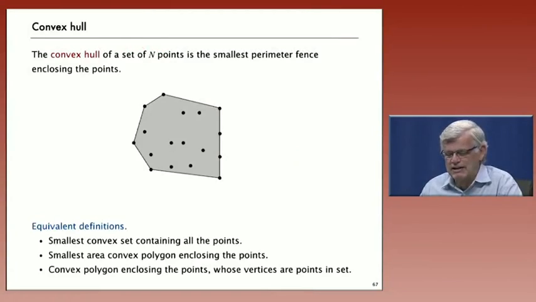There's a lot of equivalent definitions of this, some of them very mathematical that extend to higher dimensions. It's the smallest convex set that contains all the points, the smallest area convex polygon enclosing the points. It's a convex polygon that encloses the points whose vertices are points in the set. Those are all equivalent definitions. And what we want to do is, given a set of points, we want to have a program that can give us the convex hull.